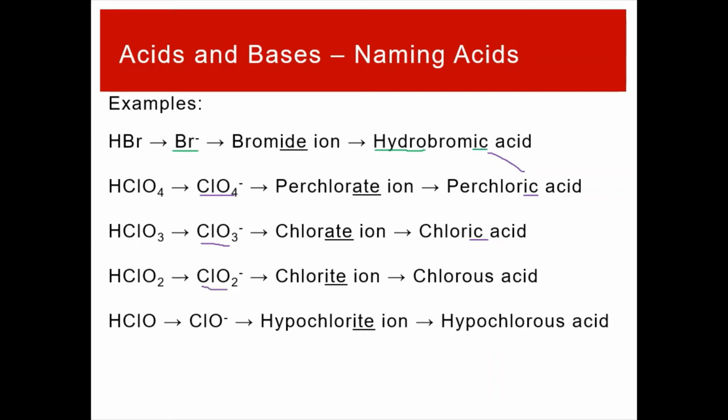Chlorite becomes chlorous acid, and hypochlorite becomes hypochlorous acid. Okay, so we've got some rules we can follow for whenever we want to name acids.